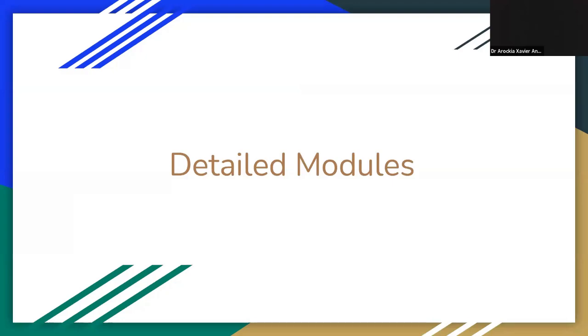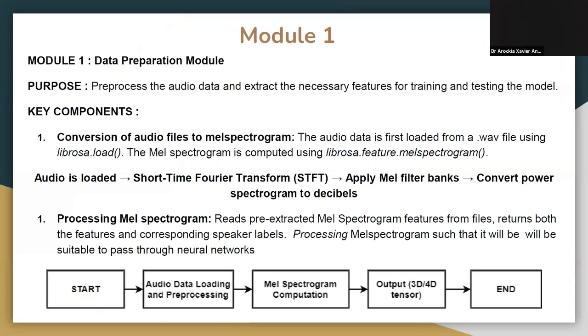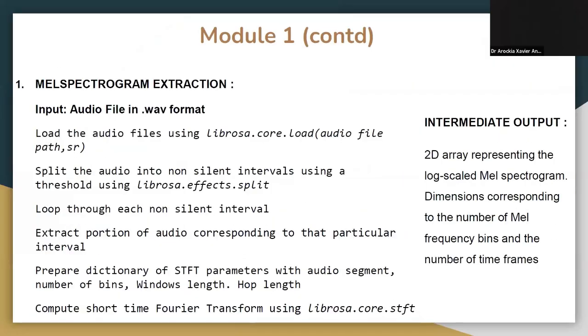So, browsing through the detailed models, the key components: the audio is required to be converted to a MEL spectrogram. Here you apply the short-time Fourier transform, then apply the MEL filter banks and convert the power spectrogram to decibels. Here is a short description of our pseudocode. There's an intermediate output, a 2D array representing the log-scale MEL spectrogram, with dimensions corresponding to the number of MEL frequency bins and the number of time frames.